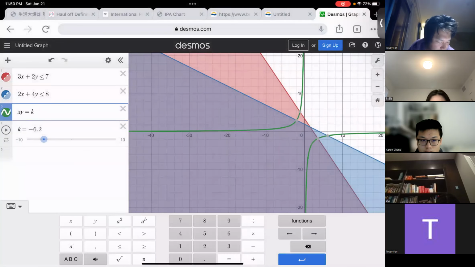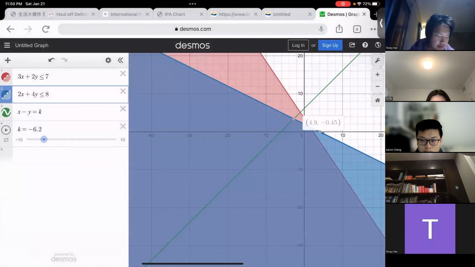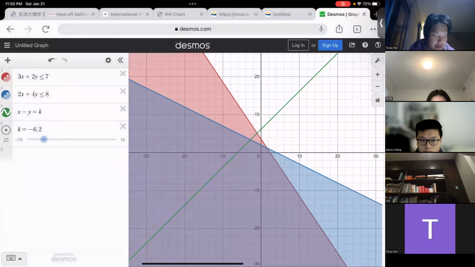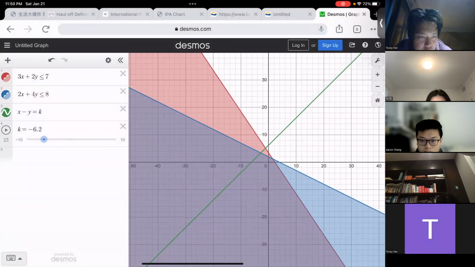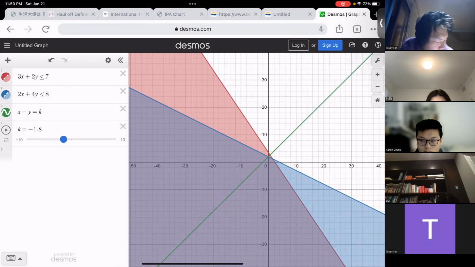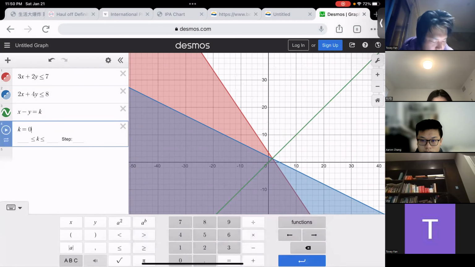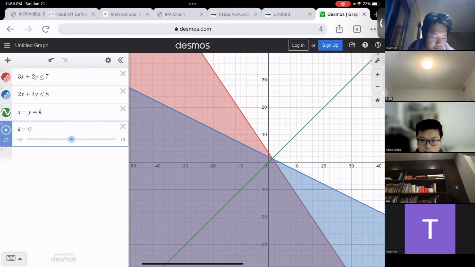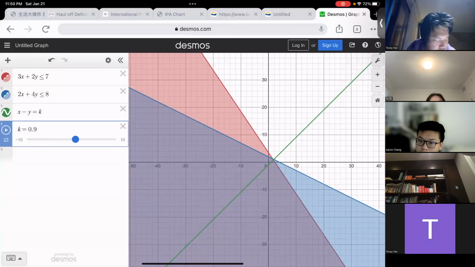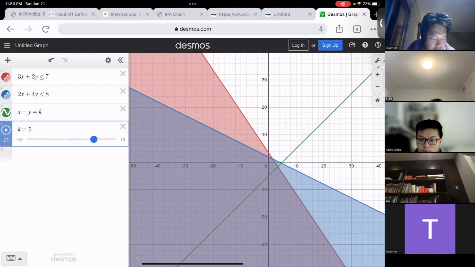What if we have x minus y equals k? You see that's the other way around. Again, if you want to draw this green line, then you can do x minus y equals 0 first, right? And you do x minus y equals 0. Okay, this is x minus y equals 0. And after you draw this, you do x minus y equals 1, equals 2, equals 3, right?